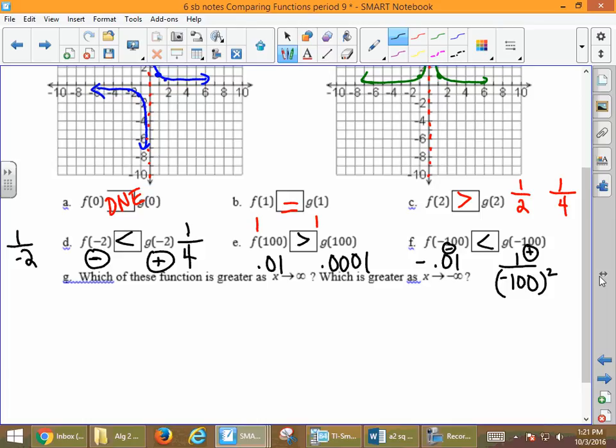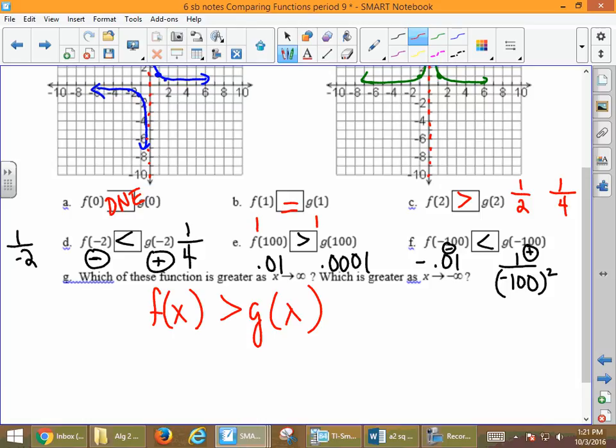And if you look at the progression here, we can't compare with the zeros, but at 1, they're equal, and then at 2, our g function is bigger, and when we get to 100, our g function is still bigger, which means when we're comparing f of x to g of x, f of x will be greater than g of x.